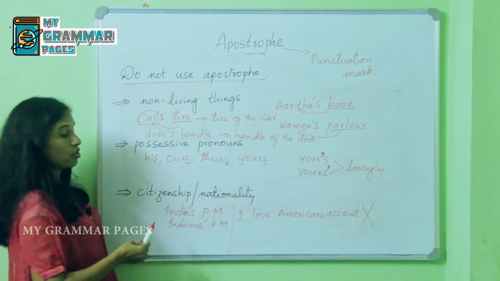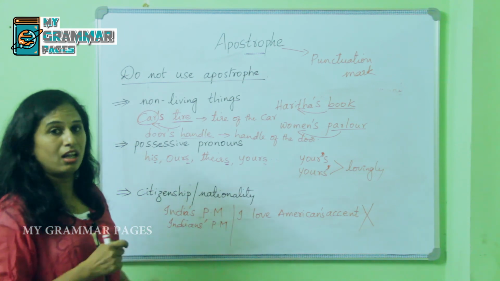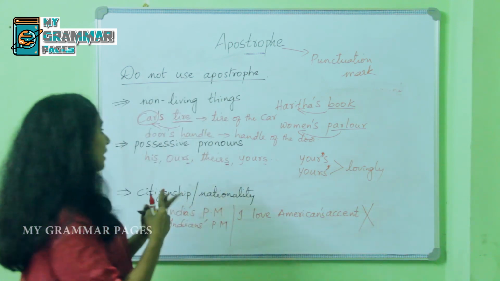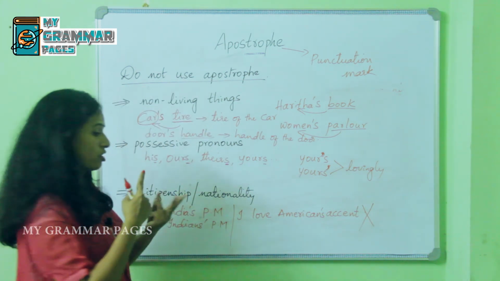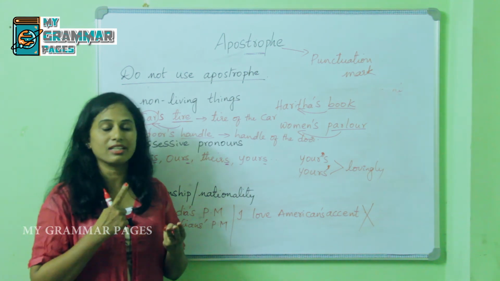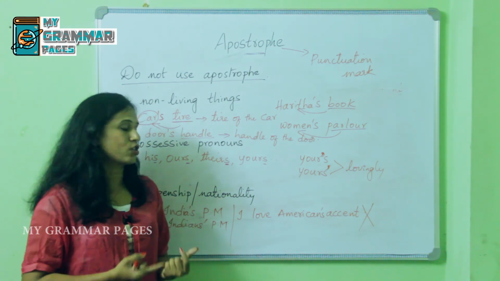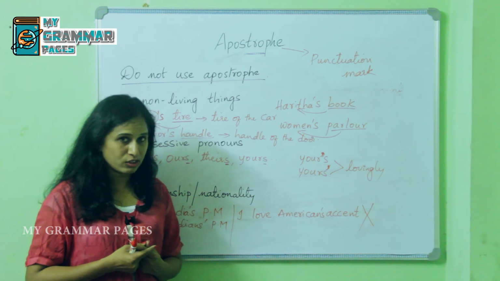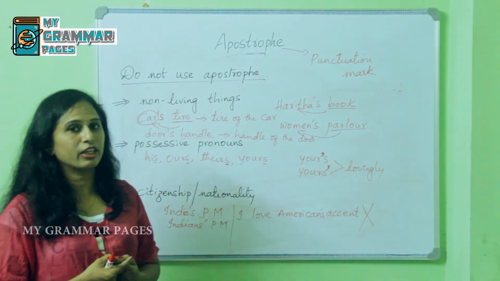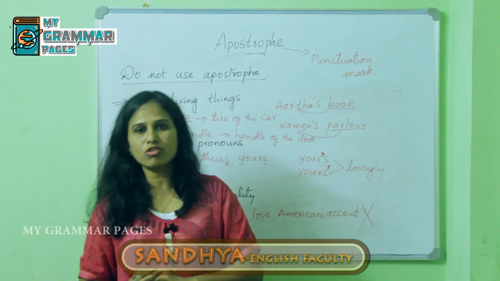These are the exemptions where we are not allowed to use an apostrophe. One is the non-living things, the second thing is the possessive pronouns, and the third one is that nationality or the citizenship does not have an apostrophe over them. So that's all for today, and I think I have cleared all your doubts in putting an apostrophe and where to keep and where not to keep.